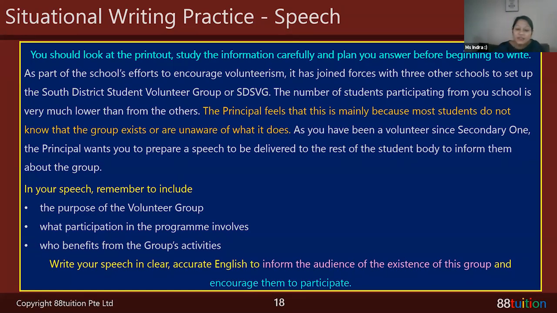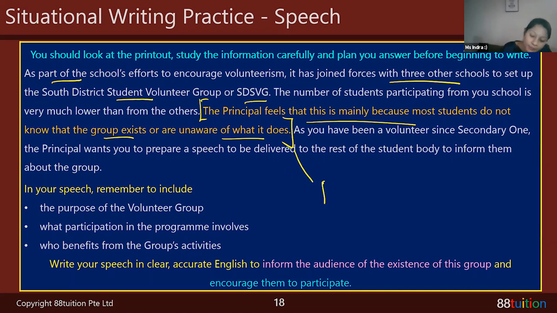Okay, so let's have a look at this printout, okay? Long story short, what are we going to be focusing on, right? Plan your answer before you begin to write. As part of the school's efforts to encourage volunteerism, your school joined forces with 3 other schools to set up the South District Student Volunteer Group, very long name, SDSVG. The number of students participating from your school is very much lower than from the others. The principal feels that this is mainly because most students do not know that the group exists or are unaware of what it does. So this is actually the problem, right? The issue over here.